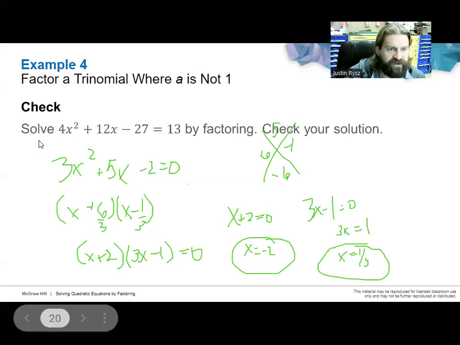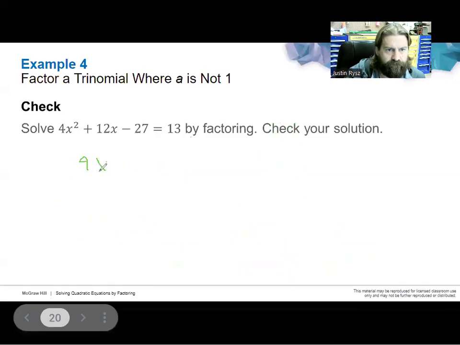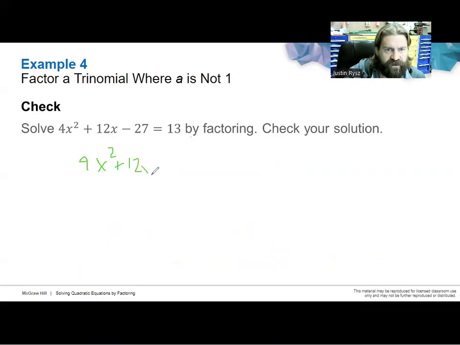All right, pause this video. Try this next one on your own. So we have 4x squared plus 12x. We subtract 13 over, we get minus 40 equals 0. Now, you could go through and do this the long way. You can figure out what two numbers multiply together to get negative 160 and add together to get 12, or we can divide everything by 4. If you can do that, make your life easier.